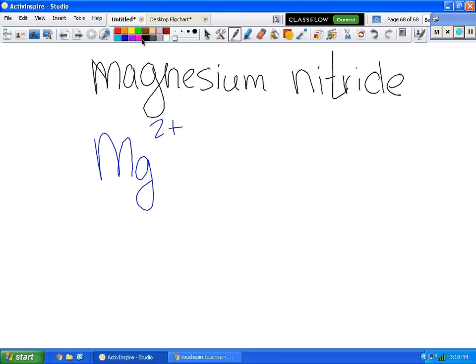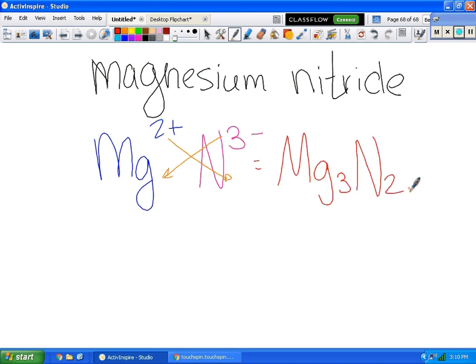N. Okay. What group is it in, Gauge? 15, so what's this charge always going to be? All right, so Gauge, do those charges cancel out? Nope. You can do 2 things. You can set them equal to 0 and do the math, or you can simplify it and do what with those numbers? Crisscross them. If you crisscross them, you don't have to do any thinking, any math. So when you write your final formula, what's the answer? Mg3N2.